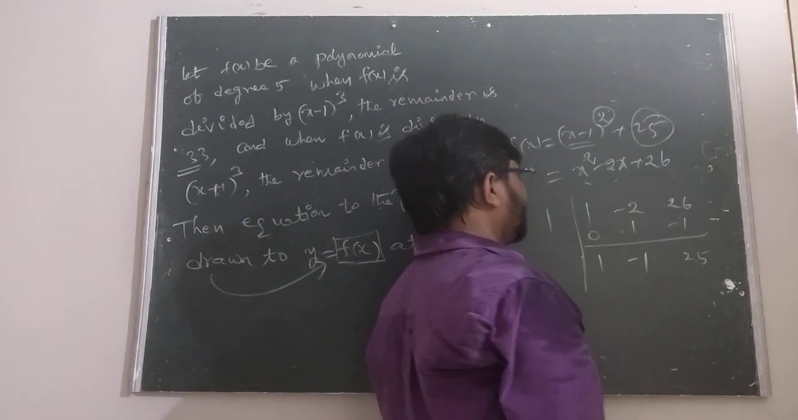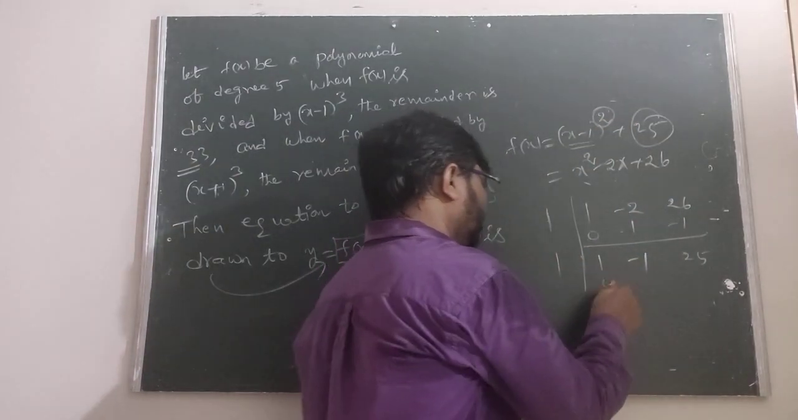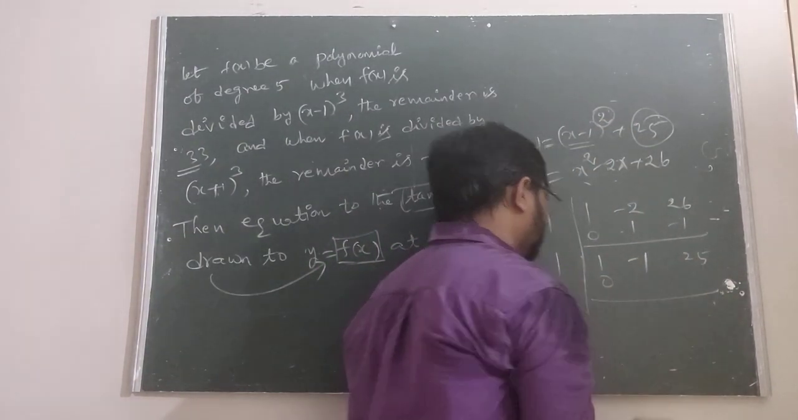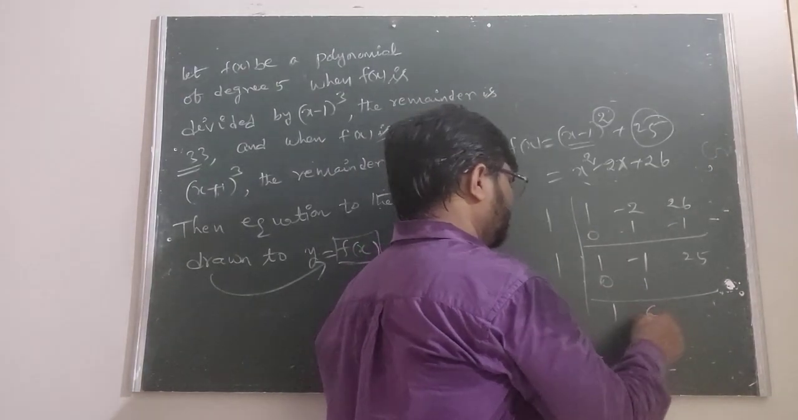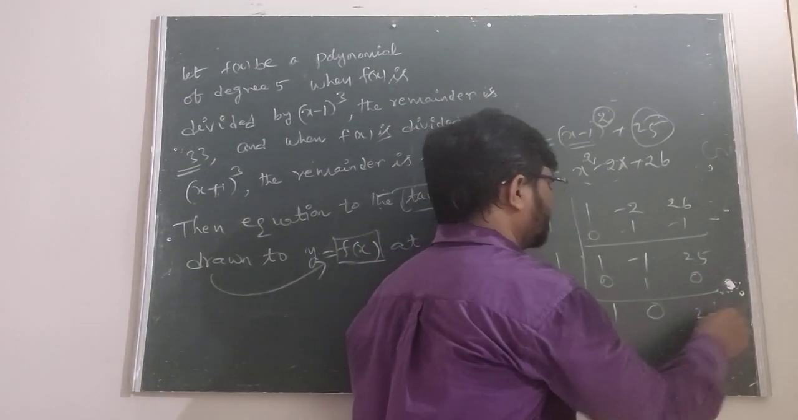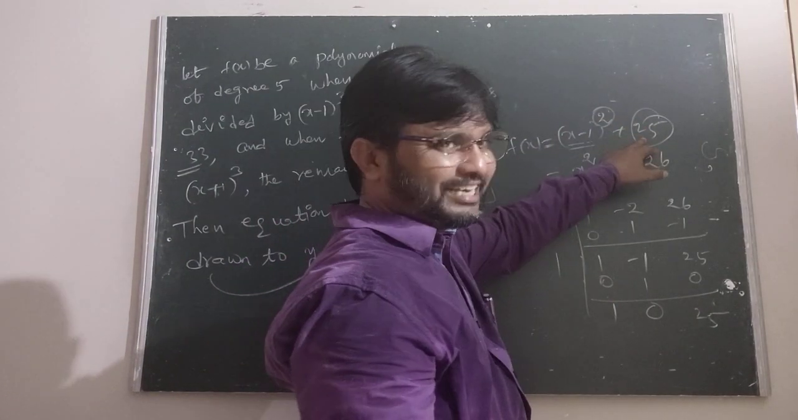So suppose it is 2 times repeated, then you are taking again 1. Again we get the remainder 25. Undoubtedly 1 into 1 is 1. It will be 0, 0. That is the meaning. Suppose you are taking (x minus 1) whole cube plus 25.